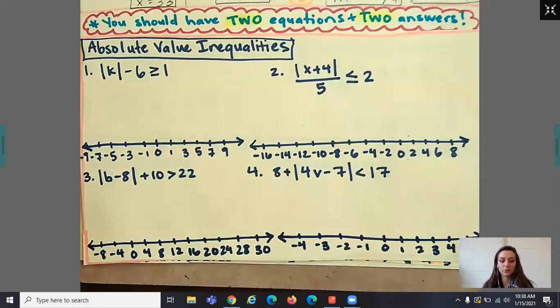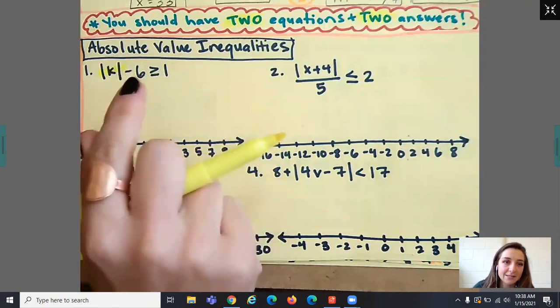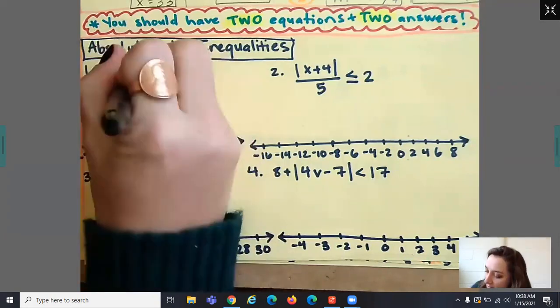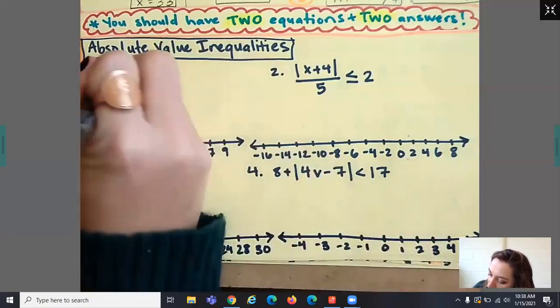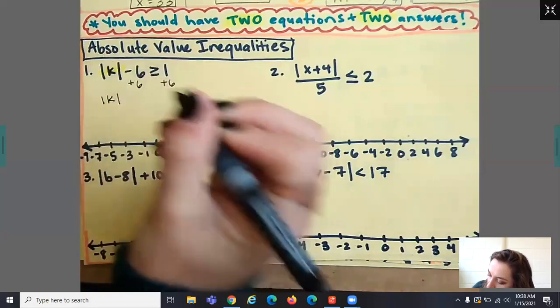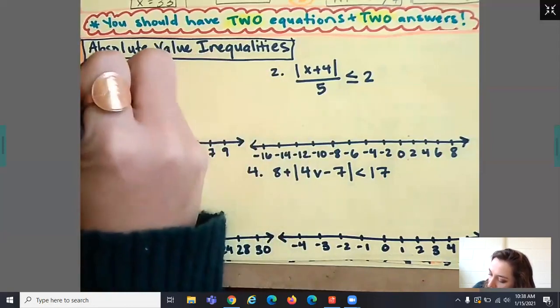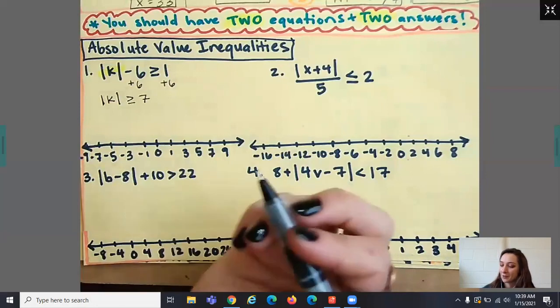And just like before, we do want to isolate the absolute value before we do anything else. We can see that the absolute value of k has this minus 6 beside it, so we're going to want to get rid of that minus 6 by adding 6 to both sides. Whenever we do this, we get the absolute value of k is greater than or equal to 1 plus 6, which is 7. Okay, now we do have the absolute value isolated, so we can drop the absolute value signs and make our two different equations.